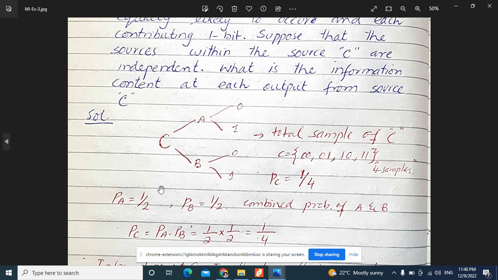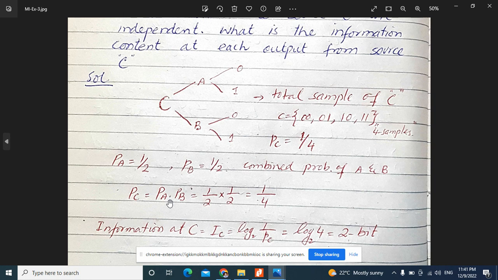Or you can say that the probability of A is 1 by 2, because equally likely they can either contribute 0 or contribute 1. So you have two options, so that is why the probability of A is 1 by 2. Similarly, B is also contributing 1 bit, 0 or 1, so the probability of B can also be equal to 1 half. And we have already known that they are independent. If they are independent, then the combined probability is the product of the probability of A and B. So that is 1 by 2 multiplied by 1 by 2, that is equal to 1 by 4. So that is the combined probability.